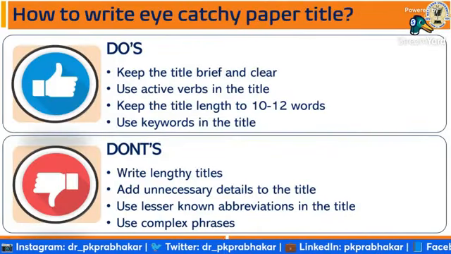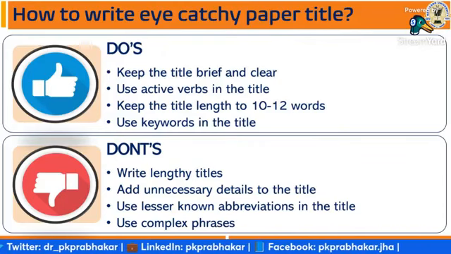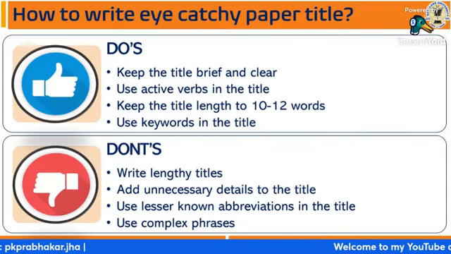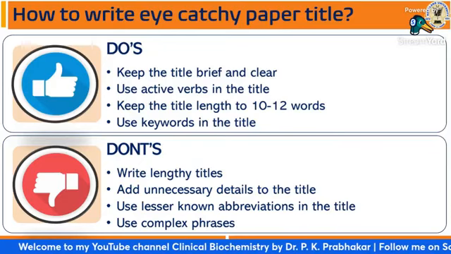Whenever you are writing your research paper title or the research title, there are certain do's. Keep your title very brief and clear. Use active verbs as much as possible in the title. Keep the title length to 10 to 12 words. It should not be sentence based. It should not be too lengthy. Use specific keywords in the title.